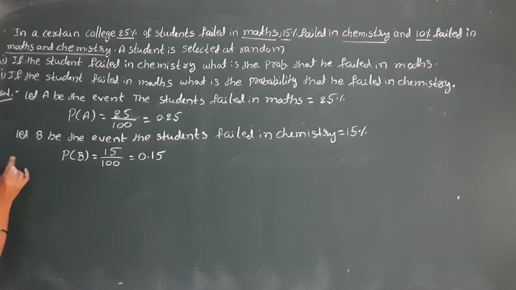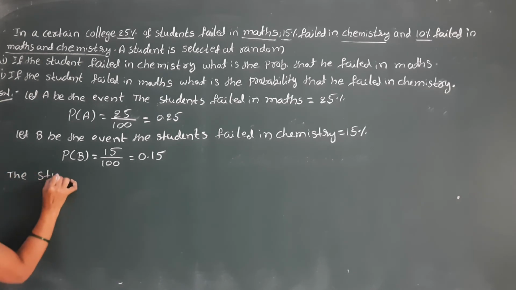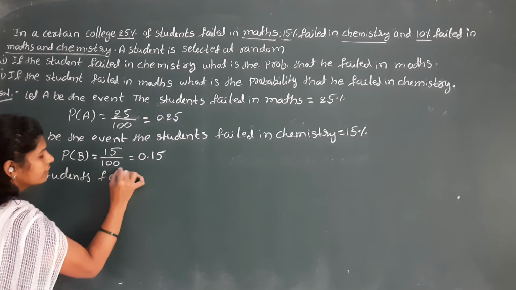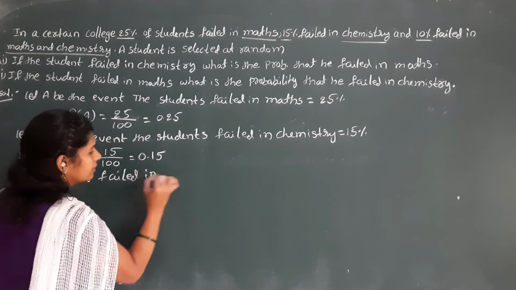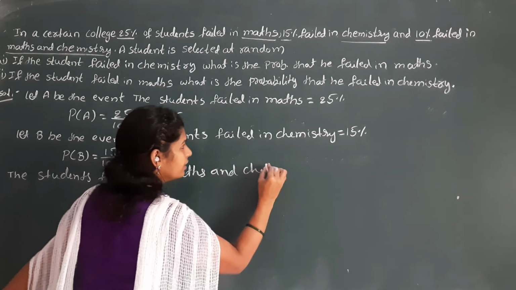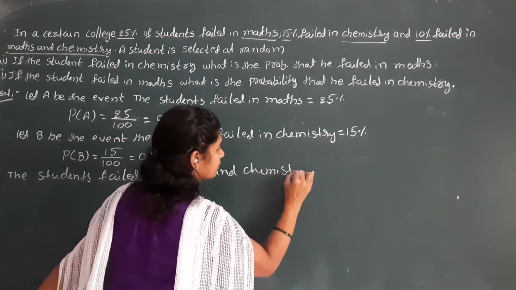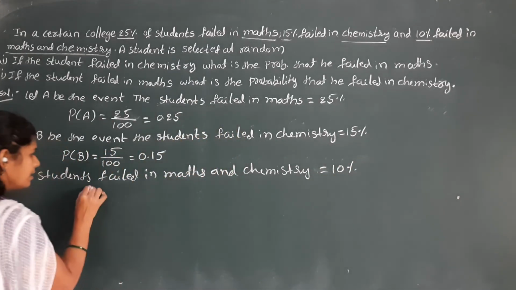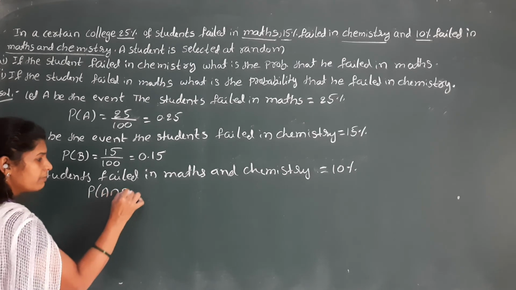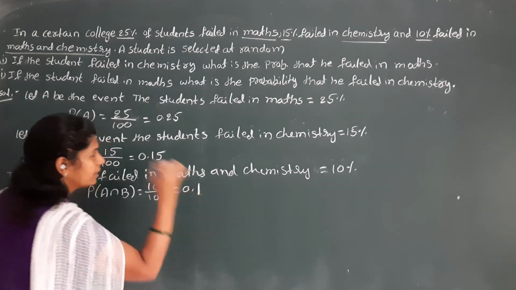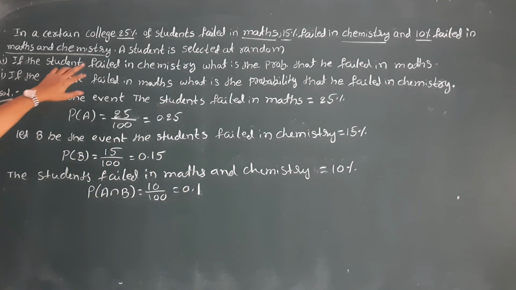Or else simply, clearly I am writing: the students failing maths and chemistry is equal to 10%. That is P of A intersection B is equal to 10%, which is 10 by 100, that is 0.1. So up to this place I write the question.